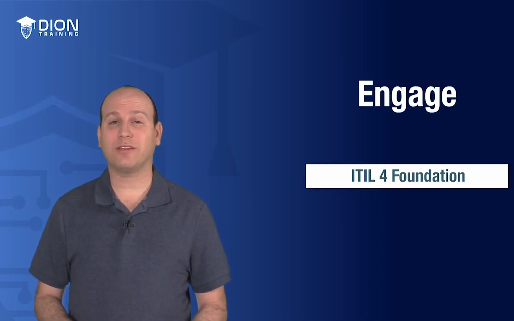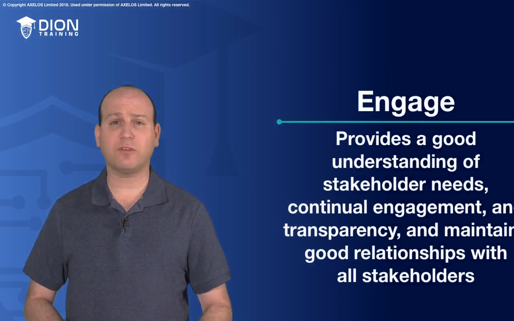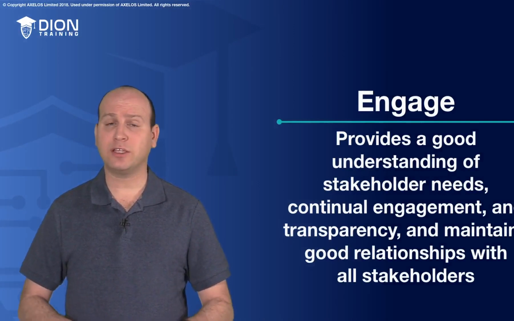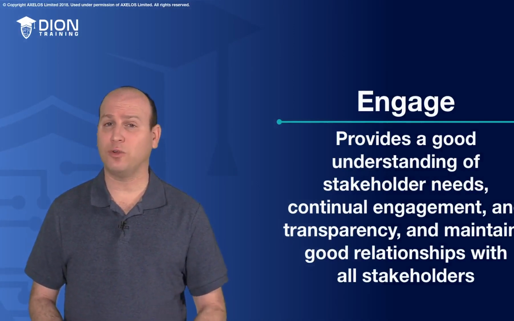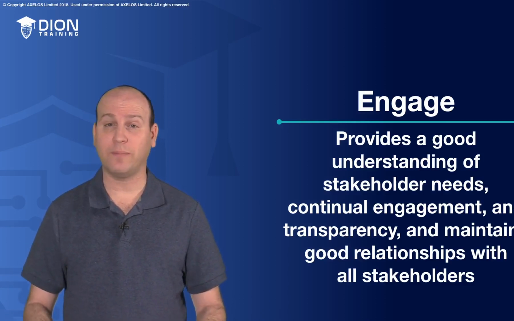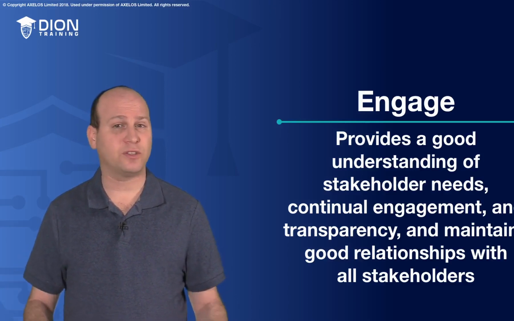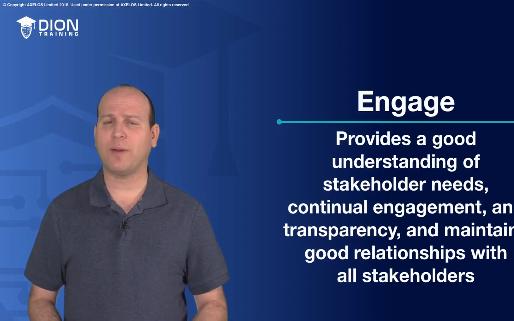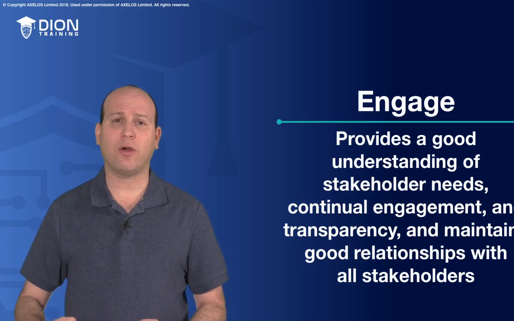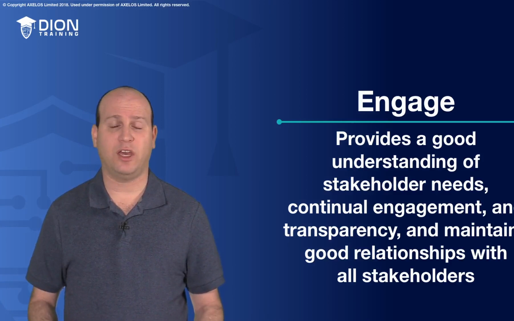The next value chain activity we're going to cover is the engage value chain activity. The purpose of the engage value chain activity is to provide a good understanding of the stakeholder needs, to ensure continual engagement with all of the stakeholders is occurring, and to promote good transparency and good relationships with all of our stakeholders. Really, when we talk about engage, think about going out and talking to other people.